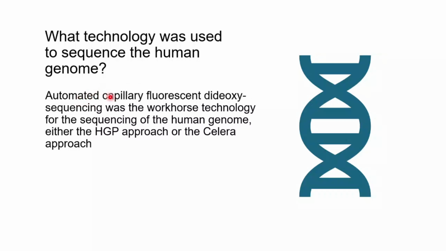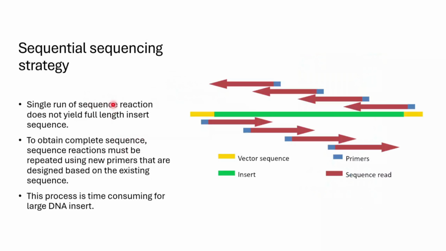Capillary, if you remember, is just these small tubes that replace the gels, right? So there's 96 of them. That was the top that you could do at the same time. Fluorescent, obviously, this one is clear. You're using fluorescent probes that are bound to your different nucleotides, and then dideoxy just means that you're using the chain termination method, okay?